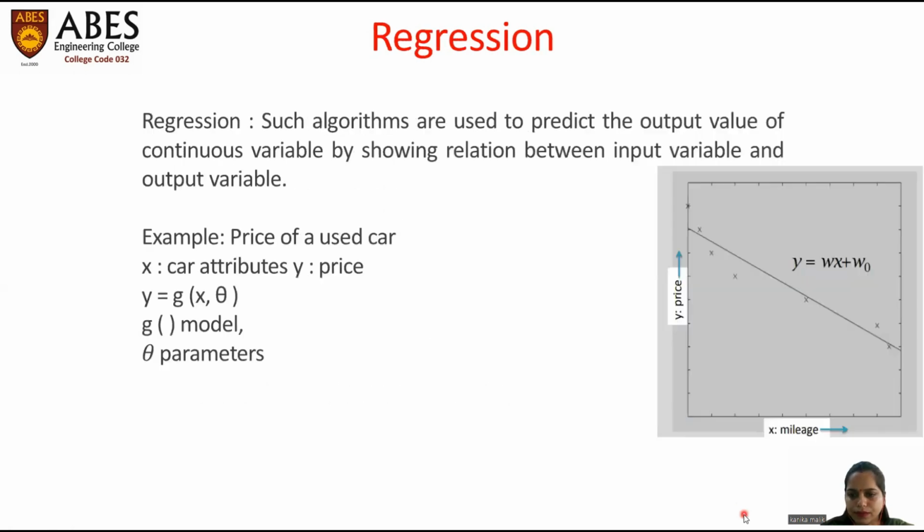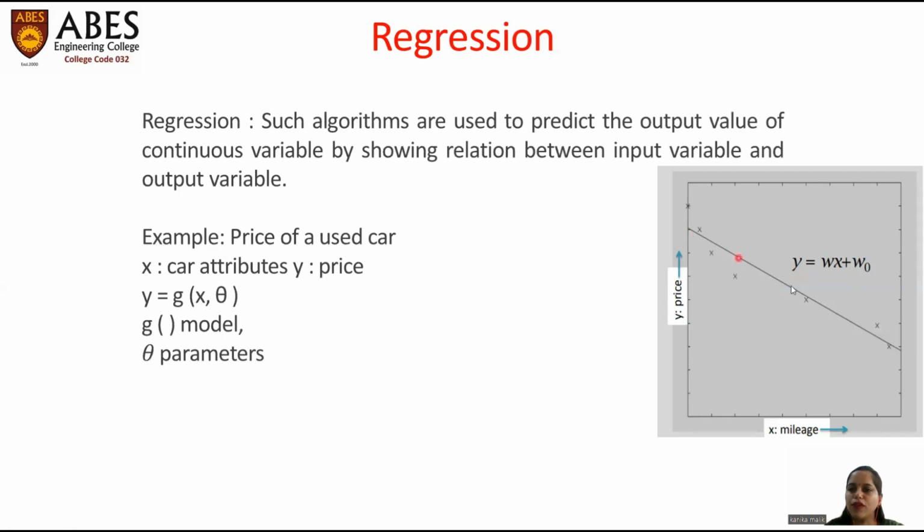Next, talking about regression. Such algorithms are used to predict the output value of a continuous variable by showing the relation between input variable and output variable. So here we can see the example that if I have to analyze the price of any car, given some of the attributes of the car, X would be the car attribute, which is mileage. And if I compare the price of that particular car through the mileage of this car, I will get a figure like this, showing the relation between both variables by this equation, that is Y is equal to W of X plus W naught.